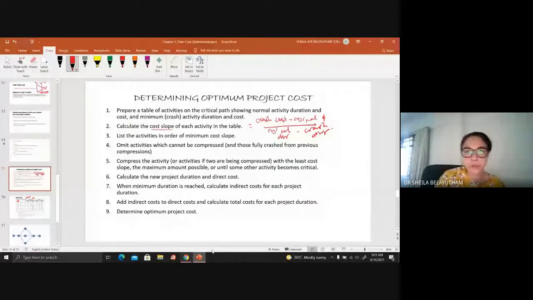Why? Because usually we will crash the activities from the minimum cost slope. So you need to find the cost slope for each of the activities. You may start with activities which are critical, but if not, you can just find it for all and start with the minimum cost. Just get this first, later we'll go through the examples. You will omit activities which cannot be compressed, and compress the activities with the least cost slope and so on. Rather than reading this because you can't see it, let's go through the example.